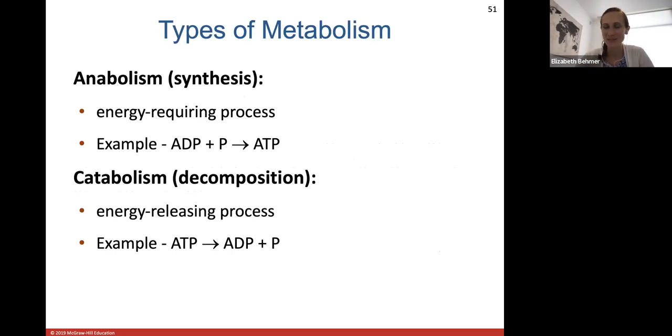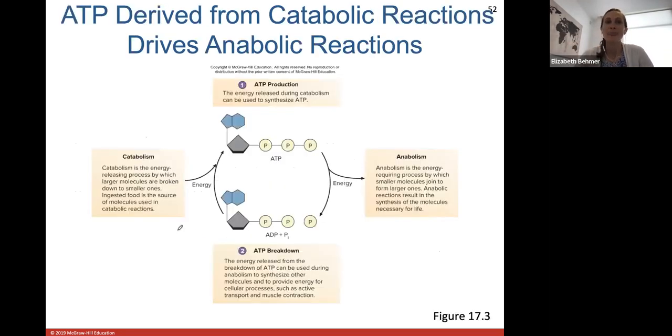So here are the types of metabolism. Again, another word for anabolism is synthesis. This requires energy. This takes two smaller molecules, for example, ADP and P, and joins them together to form a larger molecule. Catabolism is decomposition. This releases energy, and catabolism breaks something large down into its smaller component parts.